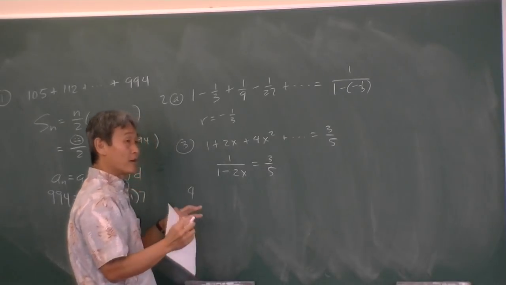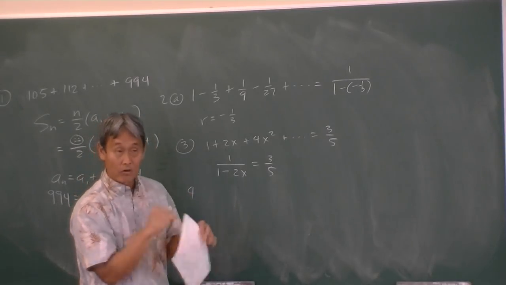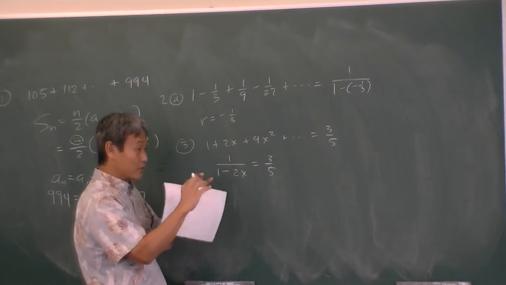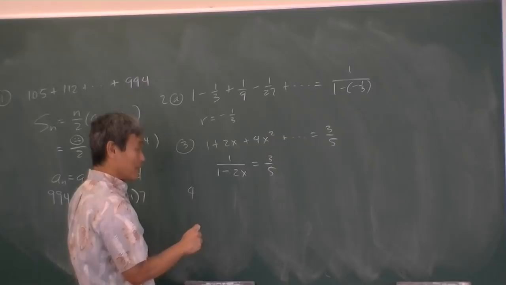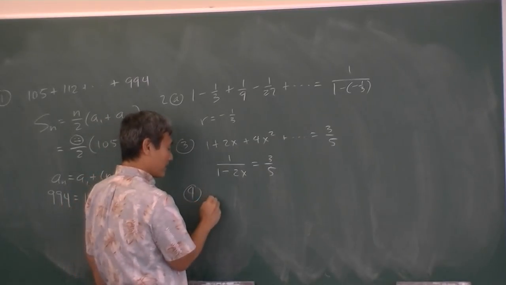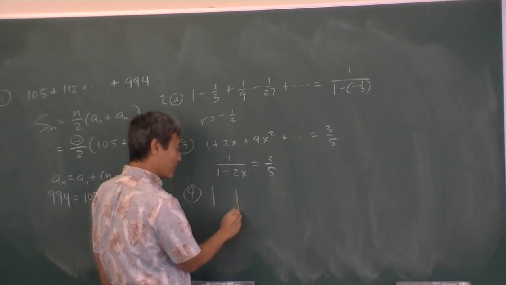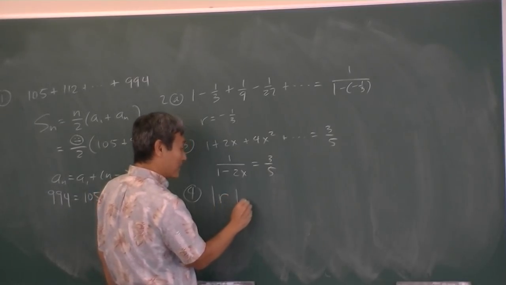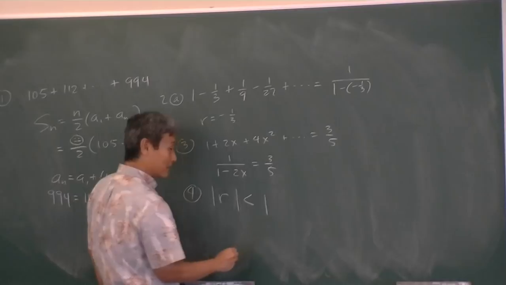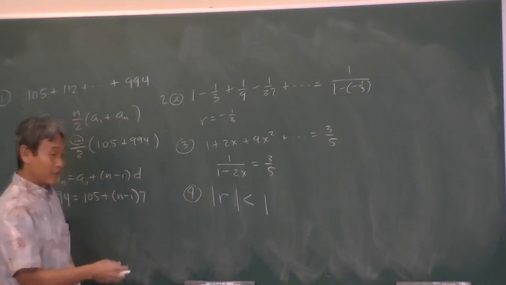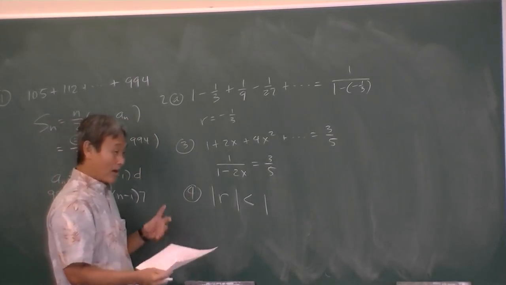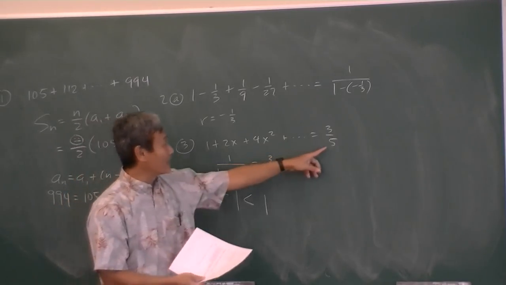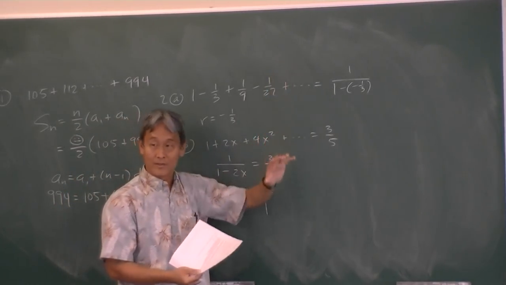Now, these are all geometric. In order for a geometric series to converge, in other words, it adds up to some finite number, what did we learn yesterday? The absolute value of r has to be less than 1. This is how you find the interval of convergence. In other words, what are the values of x so that the series will converge to some finite number and not go off to infinity?